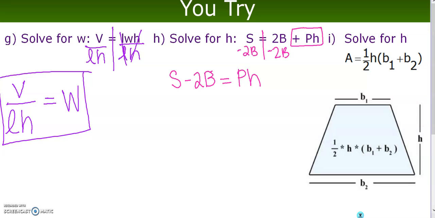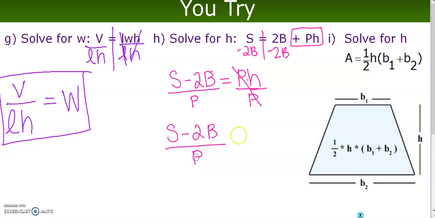Again, I'm looking for the H to be all by itself, but it's attached to P with multiplication. So I'm going to go ahead and divide by P on both sides. My P's on the right cancel out, and on the left, I'm left with S minus 2B divided by P equals H.